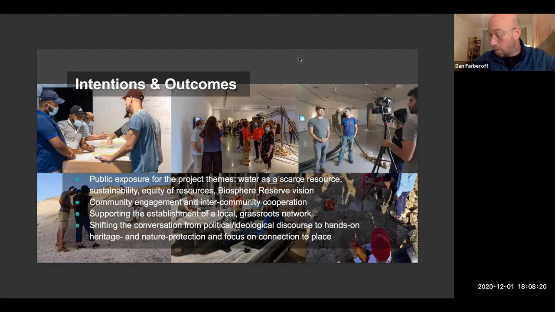Then we were invited to be at the conference with an Israeli member of parliament, an Israeli minister, two members of parliament, municipal leaders, and much more. So that got quite a boost. We got a lot of community engagement and inter-community cooperation, which supported the establishment of a local grassroots network.